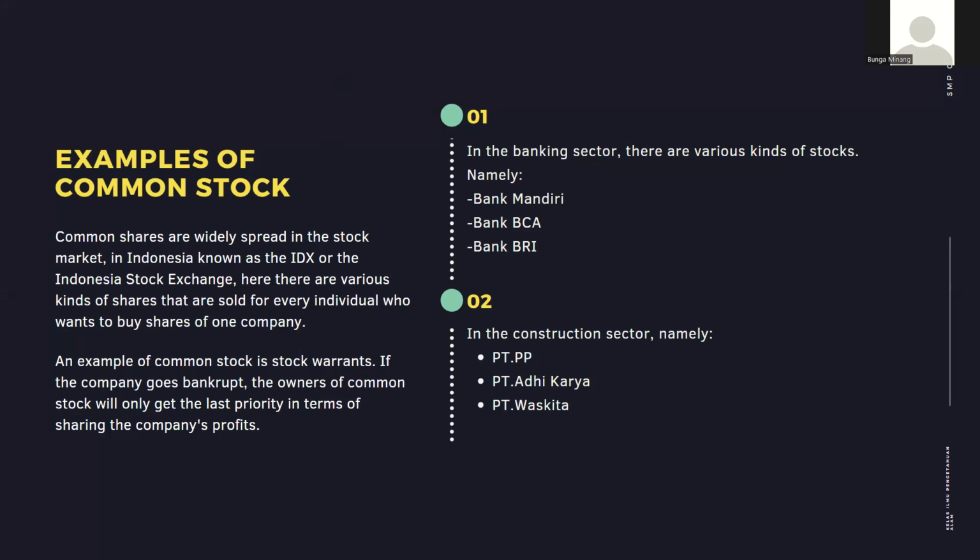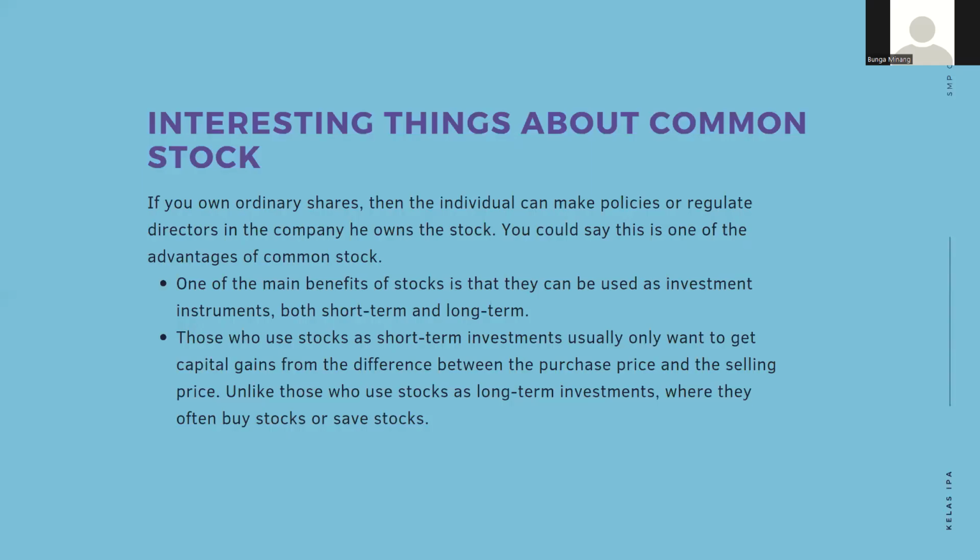In the banking sector, there are various kinds of stocks, namely Bank Mandiri, Bank BCA, and Bank BRI. In the construction sector, namely PT PP, PT Adikarya, and PT Waskita. Interesting things about common stock. If you own ordinary shares, then the individual can make policies or regulate directors in the company whose stock he owns. You could say this is one of the advantages of common stock.